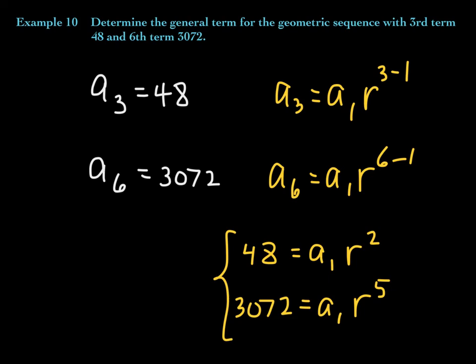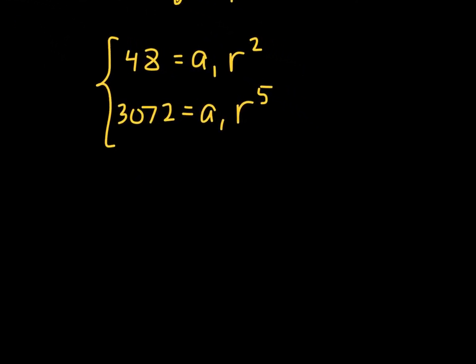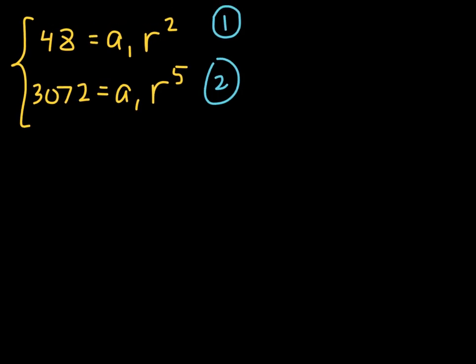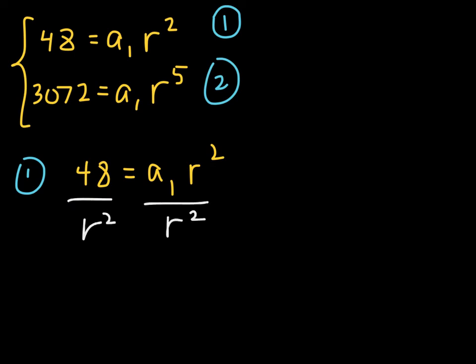Now, we have a system here. Now let's be really creative as far as how we solve this. I suggest we use the substitution method. Okay, so I'm going to label this equation 1 and equation 2. All right, so look at equation 1, if you don't mind. This is equation 1, and what I would suggest for us to do here is to isolate or solve for a sub 1. Okay, so we can do that if we divide both sides by r squared. So watch what you get. You would get a sub 1 is equal to 48 over r squared.